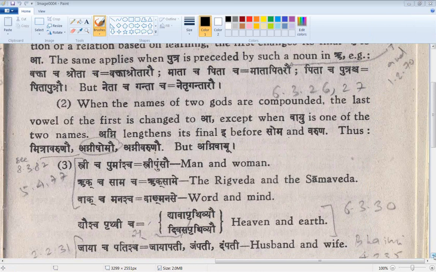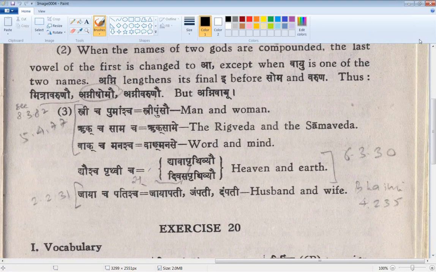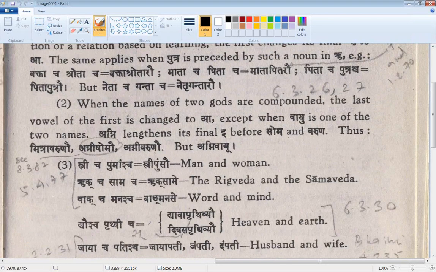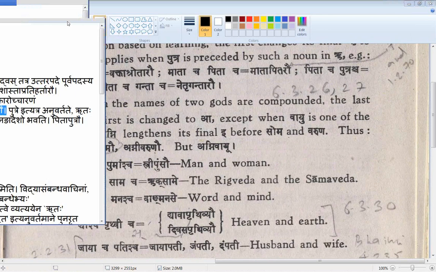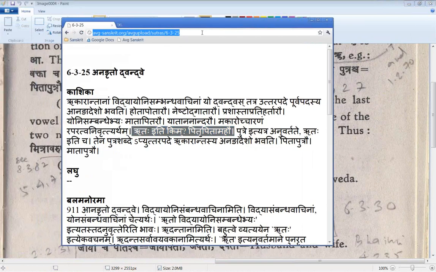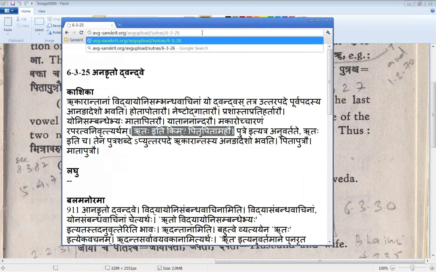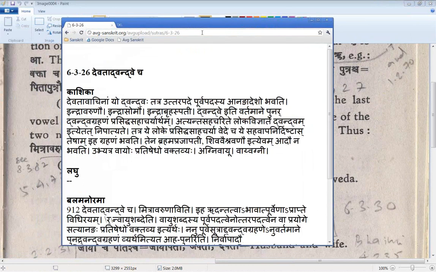So point 2 is saying that when the names of two gods are compounded, the last vowel of the first is changed to A, except when Vayu is one of the two names. And Agni lengthens this final Ikaraha before Soma and Varuna. Basically, these are two rules, again the same section, Uttarapade. So Purapada Sambandhikaryam, when the Purapadam, what happens? And this is a rule which is 6326 and 27.